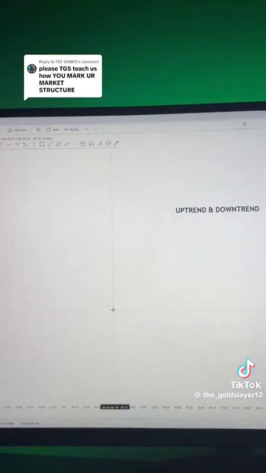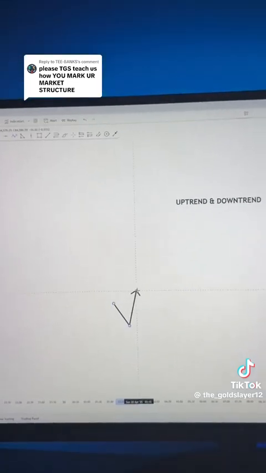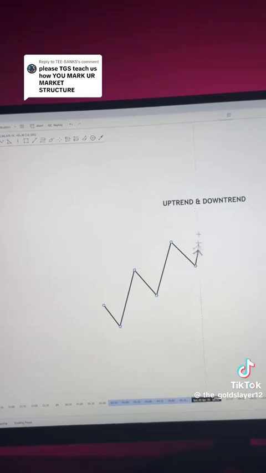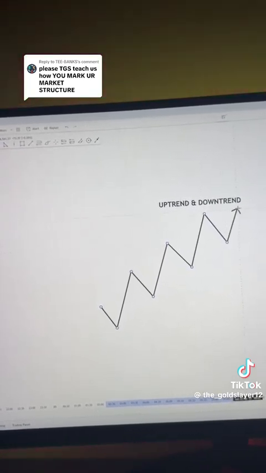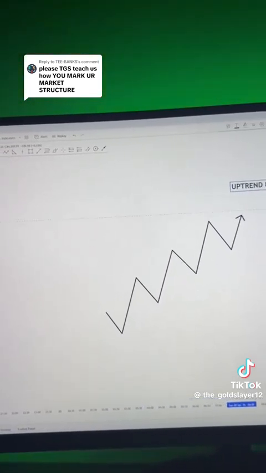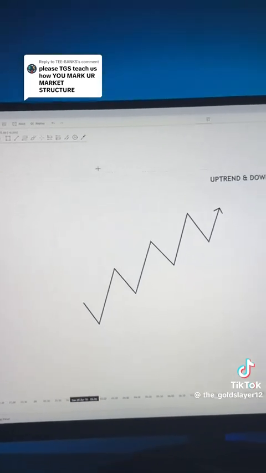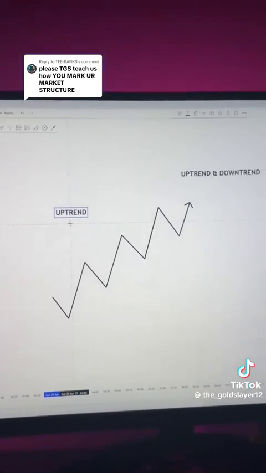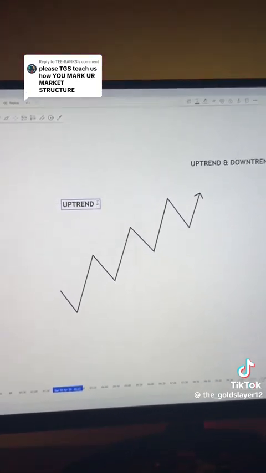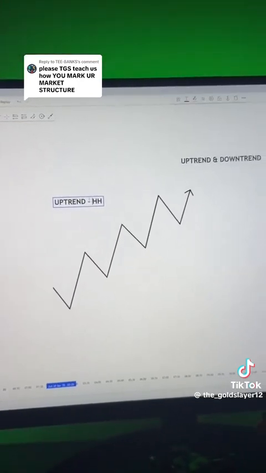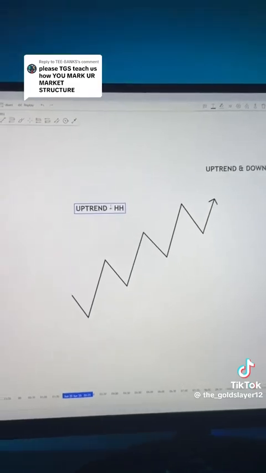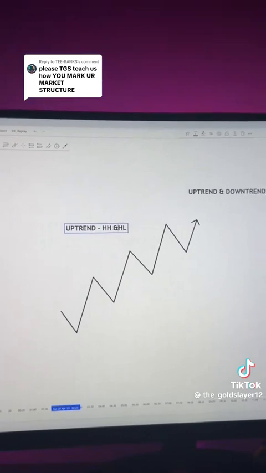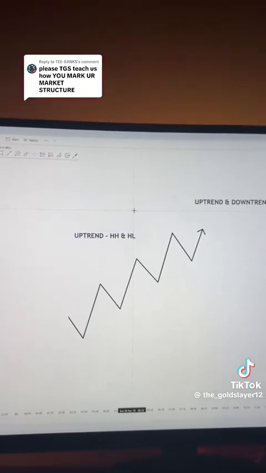Uptrend demonstration, you have market creating what we call higher lows, higher highs, higher lows, higher highs. Do you understand? This is for the uptrend. Let me write that here so you don't get confused. Uptrend. Okay, so we have the market creating what we call higher highs and then higher lows. Do you understand? The market creates higher highs and then higher lows very, very easily.